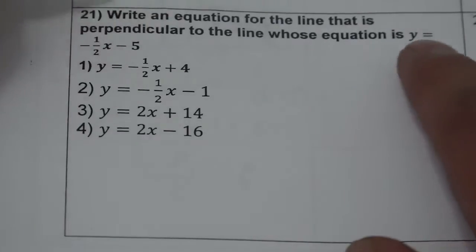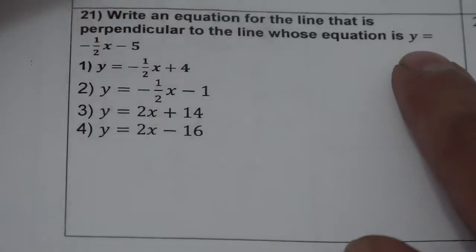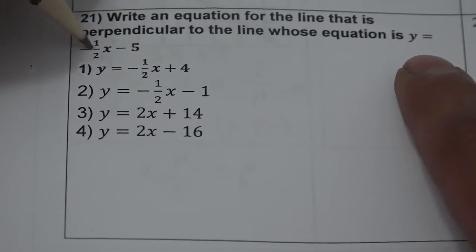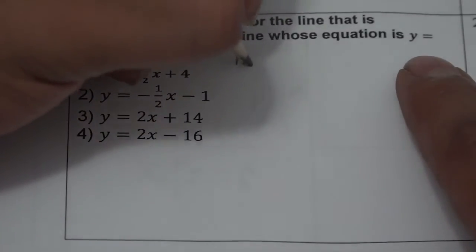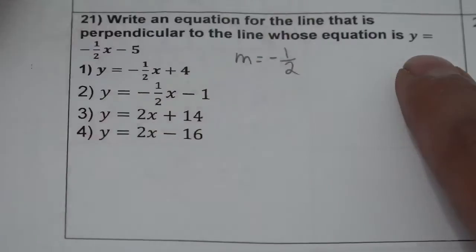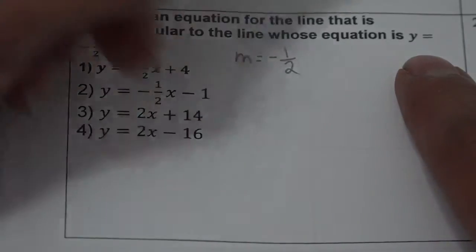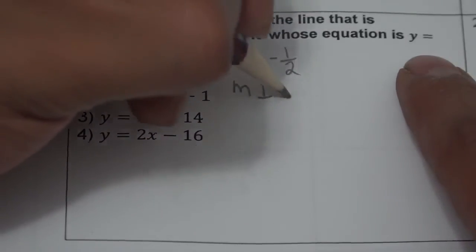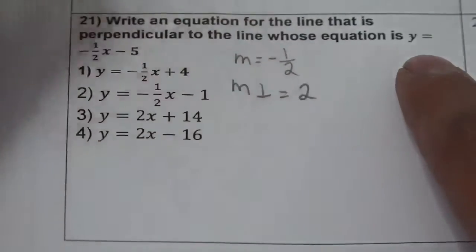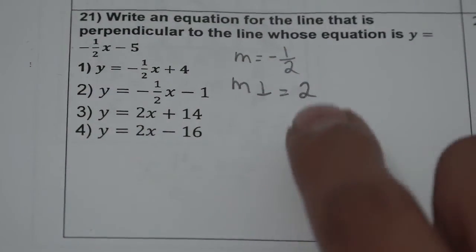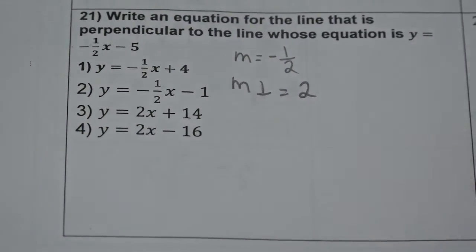Okay, perpendicular to this line. First, I need to identify the slope. The slope here is negative 1/2. Okay. Then perpendicular slope is gonna be 2 over 1 positive. But since I'm doing algebra, I'm just gonna use the 2 instead of the 2 over 1.